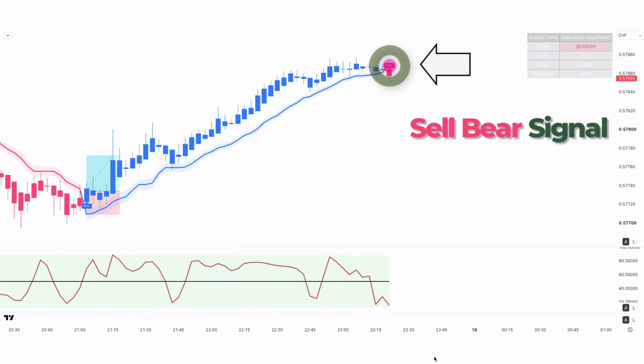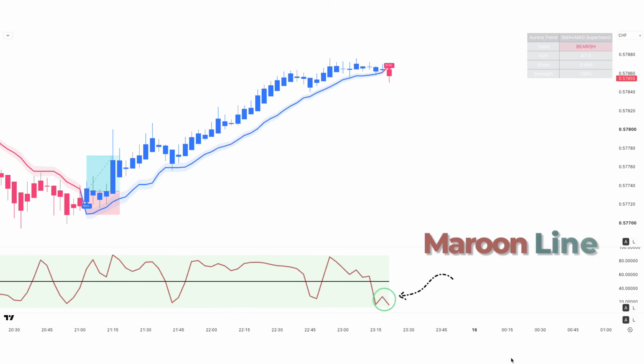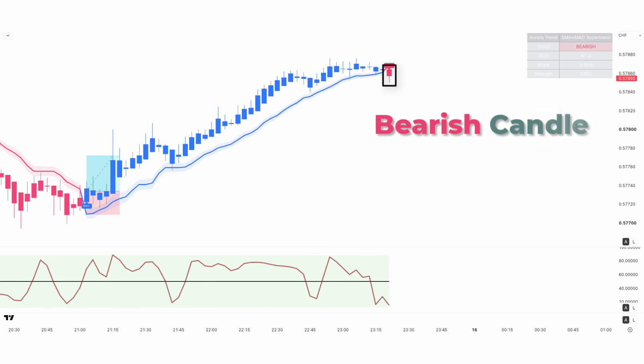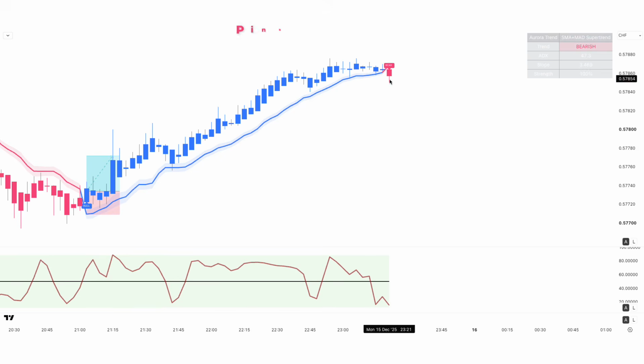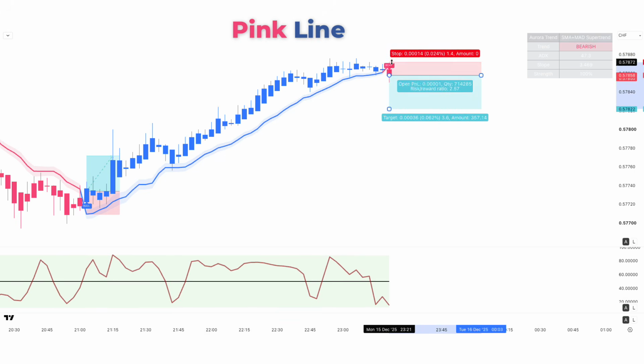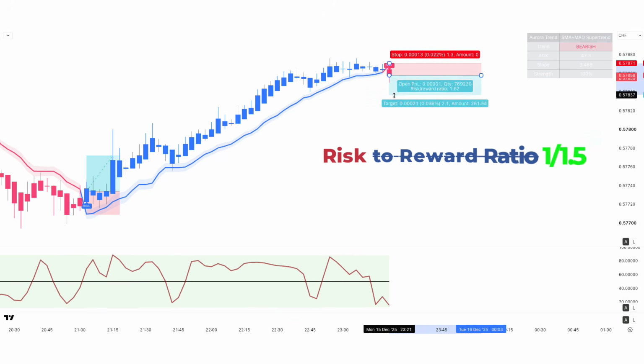When the SMA MAD trend arrow points down, this is a sell signal. The maroon line of Vervoort Smoothed should be below the zero line. The market forms a bearish candle. If these conditions are fulfilled, then we will place a sell order. Our stop loss is to be placed at the pink line. And the risk to reward ratio will be 1:1.5.